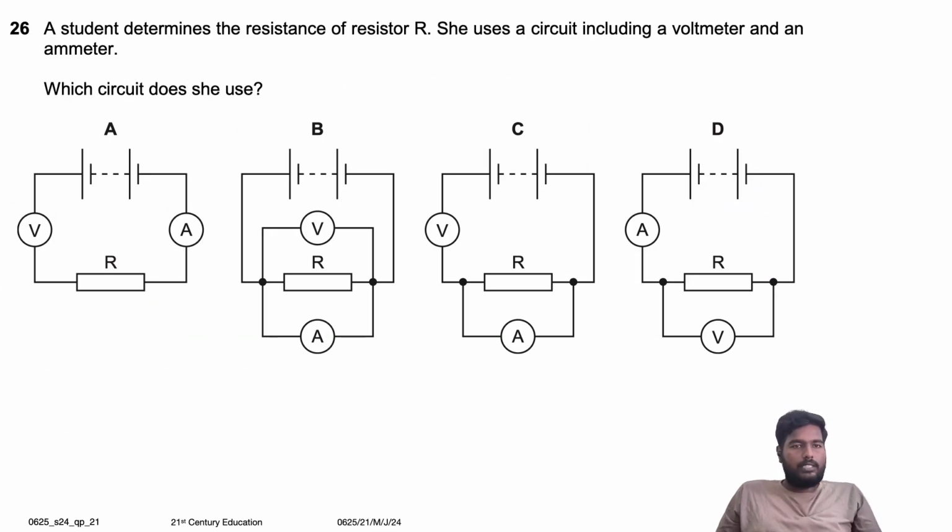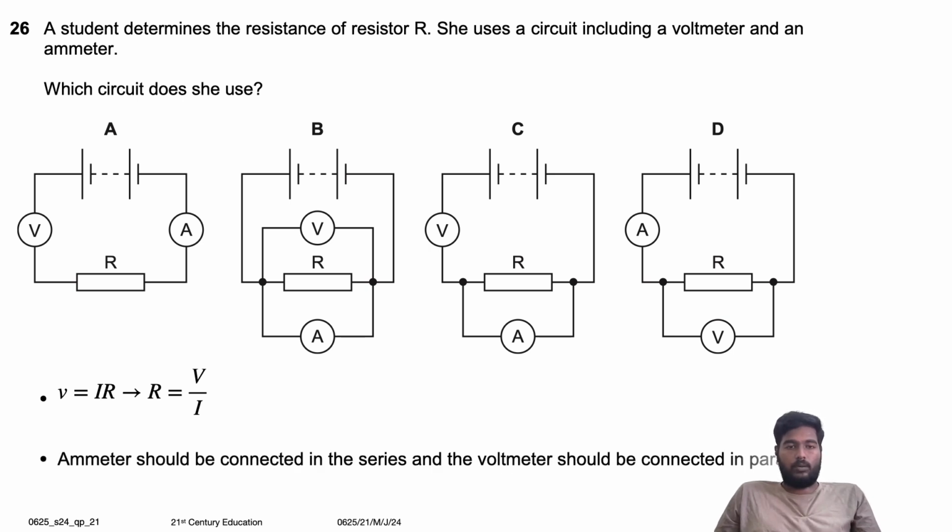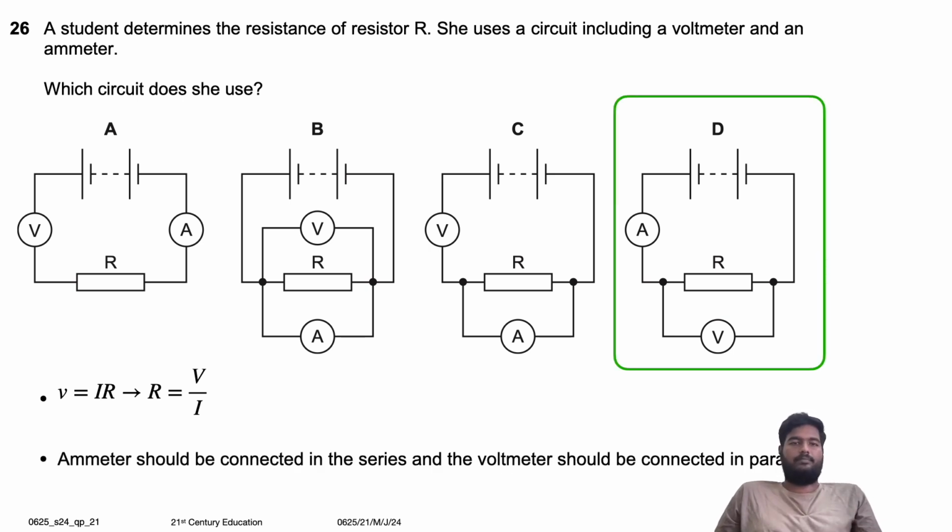A student determines the resistance of a resistor R. She uses the circuit including a voltmeter and an ammeter. Which circuit does she use? Okay, she wants to measure the resistance of the resistor. So we can measure from V equal to IR, from that R equal to V by I. We also know that ammeter must be connected in series and voltmeter must be connected in parallel. Ammeter to measure current, voltmeter to measure voltage. So option D.